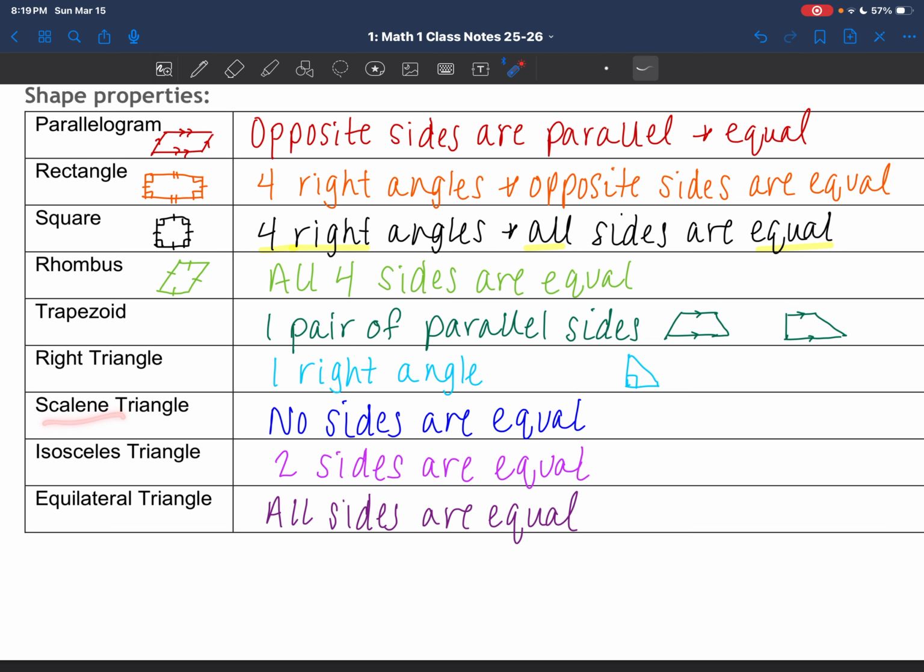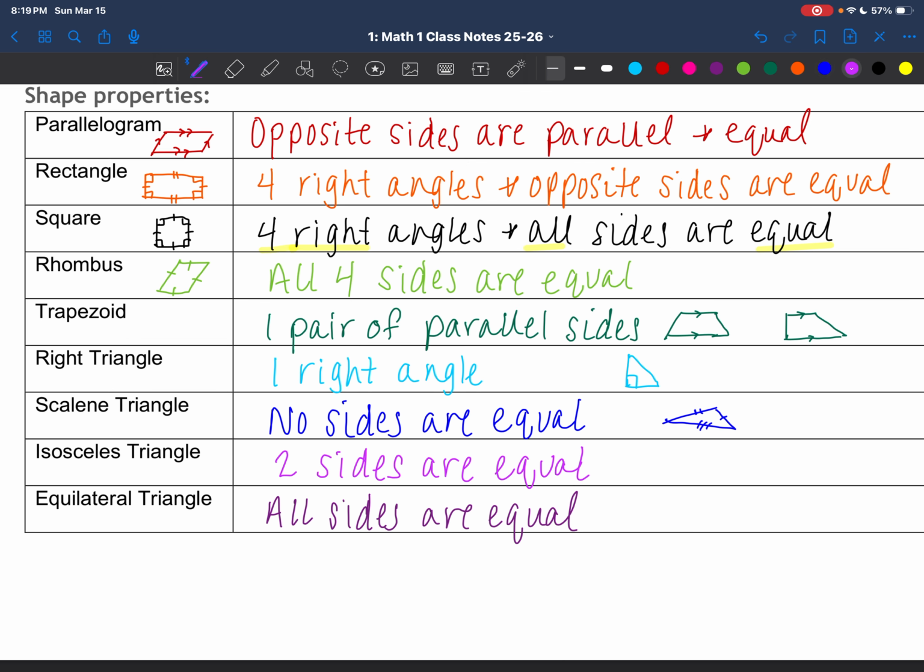A scalene triangle would be if no sides are equal. I don't want that to look like a right triangle. Let's do tick marks, 1, 2, 3. All right, so when you notice, I've got 1, 2, 3. So none of those sides are the same.